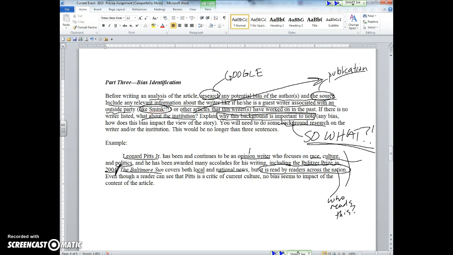And then the next line: even though a reader can see that Pitts is a critic of the current culture, there is no bias that seems to impact the content of the article. So at the end, the student is saying here's why you care, or here's why it doesn't really matter. Even though, yes, he does seem like a crabby old man in here, there's no bias that seems to impact the content. So it's totally okay to say no bias. Or you would say here is the bias and here's how it impacts the article. So you will be doing some research, but that's basically a rundown of the bias identification.